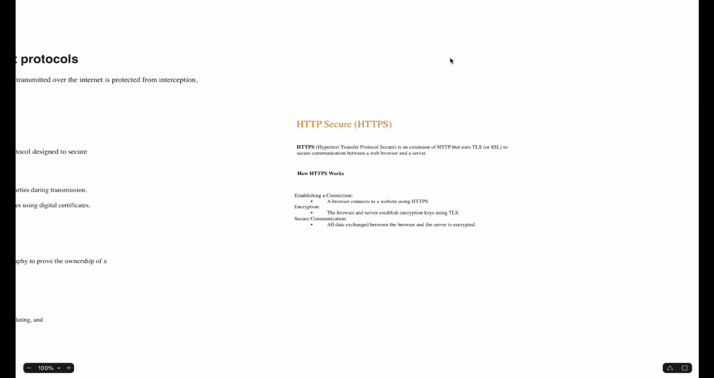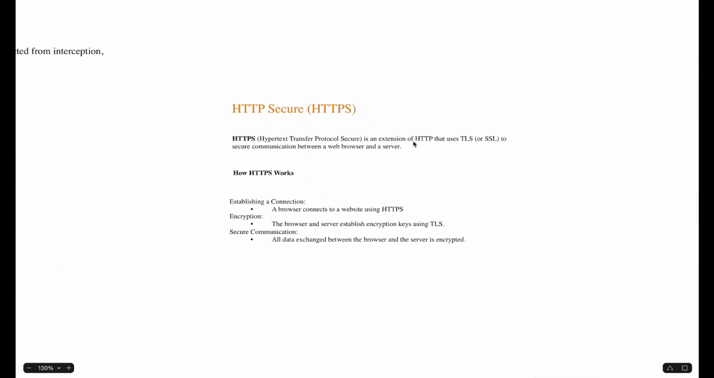And then we can see here's the HTTP secure. HTTPS is also called Hypertext Transfer Protocol Secure. So this is an extension of HTTP that uses TLS or SSL to secure communications between web browser and the server. So they first establish a connection, and this is when a browser connects to a website using HTTPS, and then the browser and server establish an encryption key using TLS, making sure that your connection is safe. And then all data exchanged between the browser and the server is encrypted.